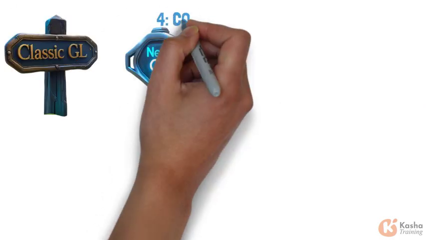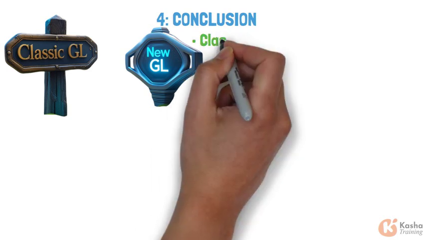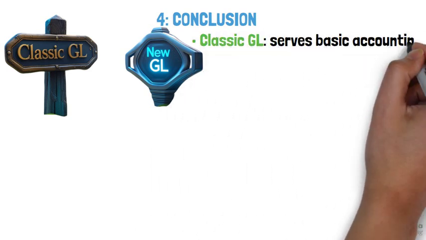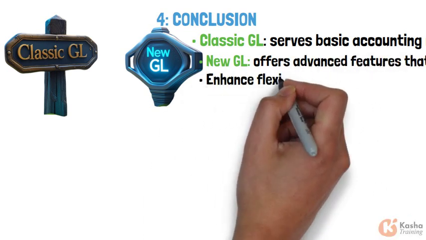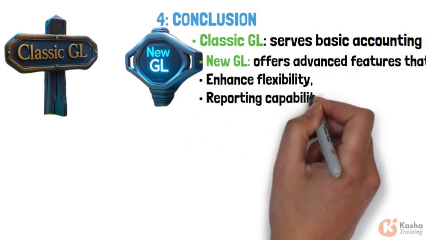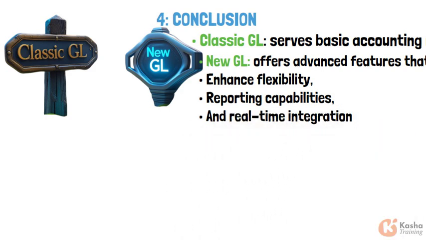4. Conclusion. Recap of key points. To summarize, while Classic GL serves basic accounting needs, New GL offers advanced features that enhance flexibility, reporting capabilities, and real-time integration, making it a superior choice for modern businesses.